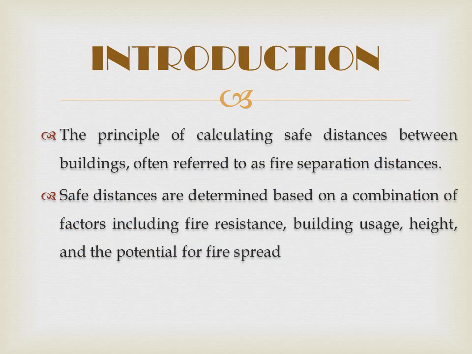Introduction. The principle of calculating safe distances between buildings is often referred to as fire separation distances. Safe distances are determined based on a combination of factors including fire resistance, building usage, height, and the potential for fire spread.